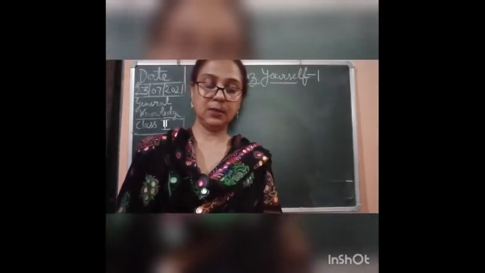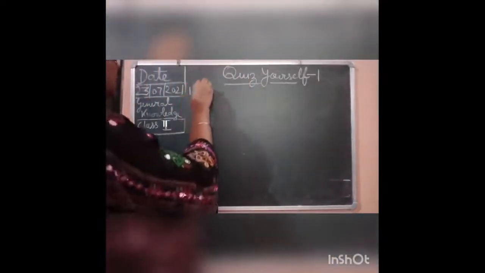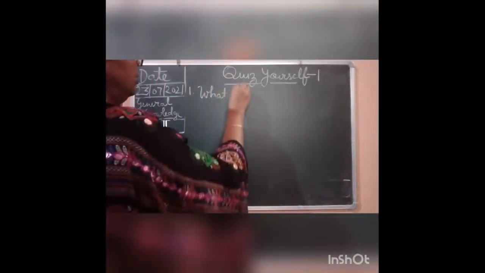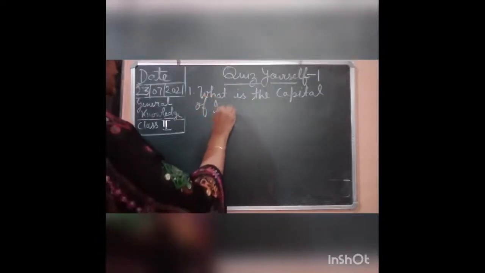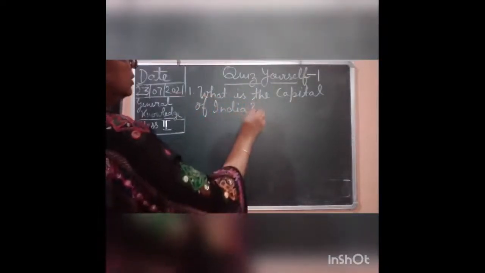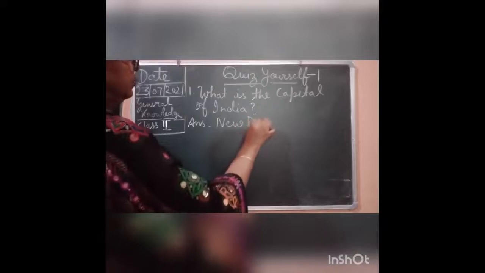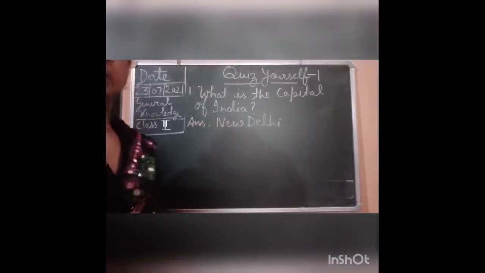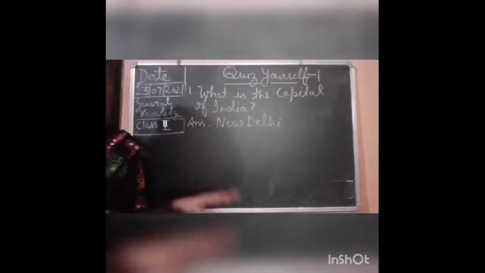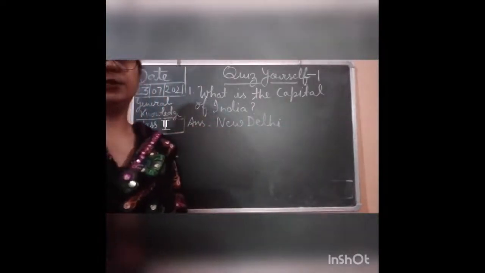Now your first question is, what is the capital of India? Okay, so your question number 1 is, what is the capital of India, children? So the answer is New Delhi. New Delhi is the capital of India, children. So write it down in your copy as well as in your textbook. New Delhi is the correct answer, children.